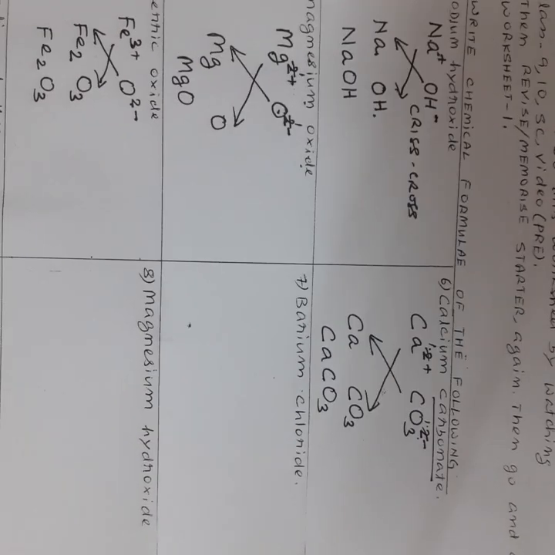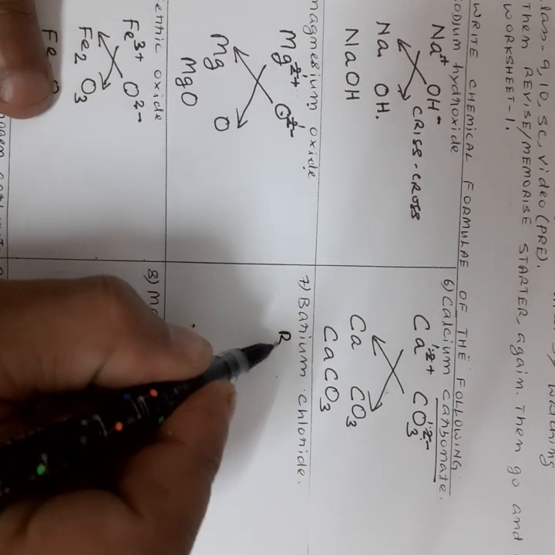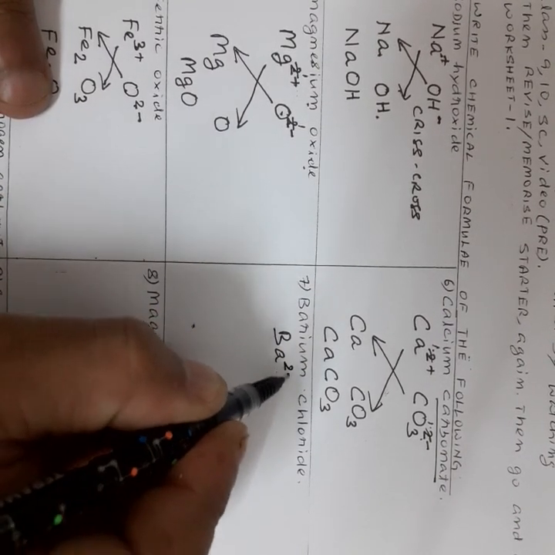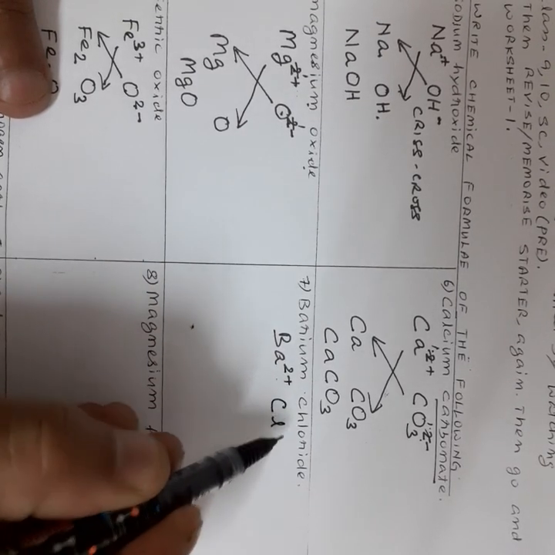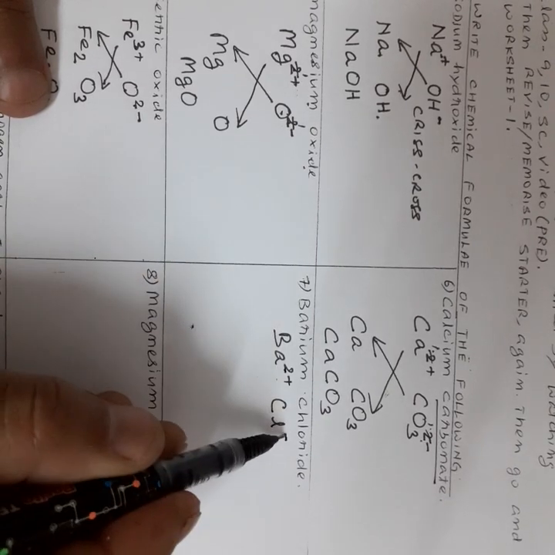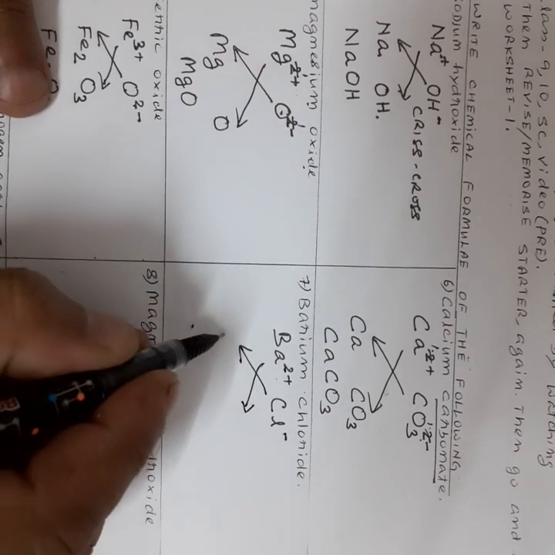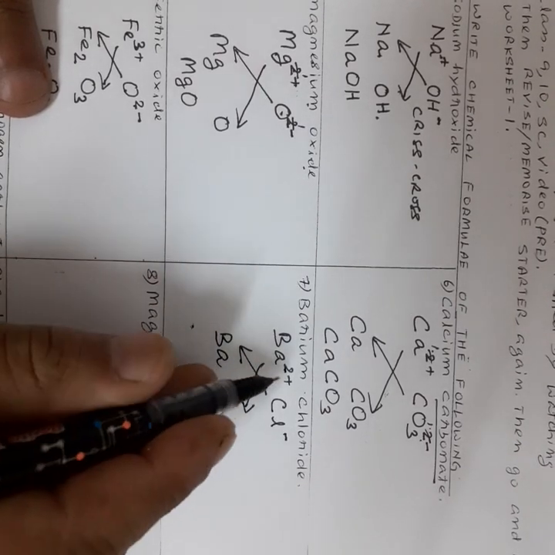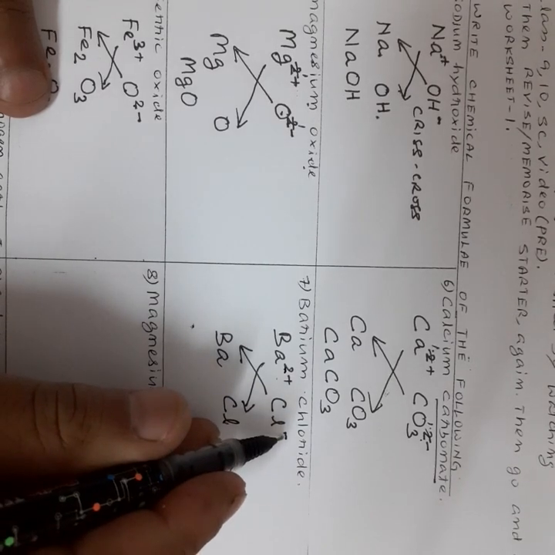Okay, next one here, barium ion we know is Ba2 plus. Chloride ion is Cl1 minus. Valency here 2 and here 1 minus can cancel. So we go to crisscrossing the valencies by writing the Ba without a 2 plus, Cl without a 1 minus.